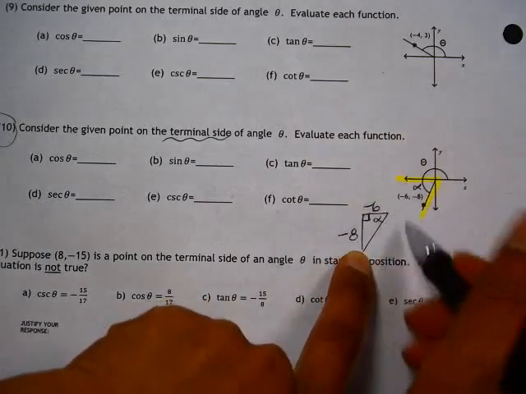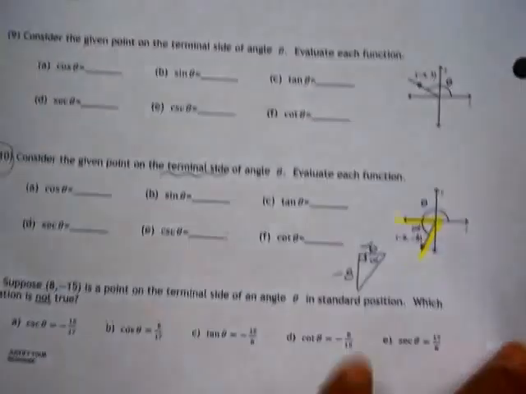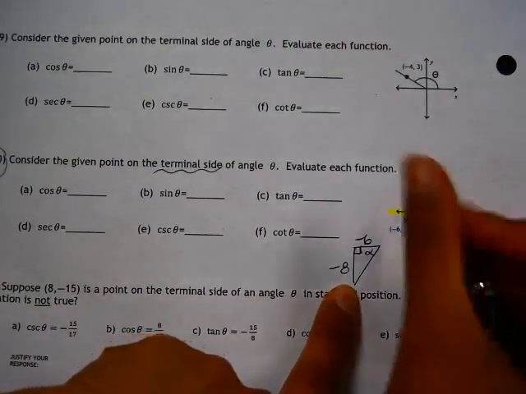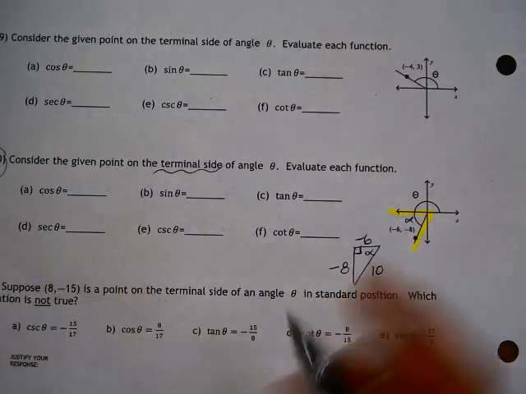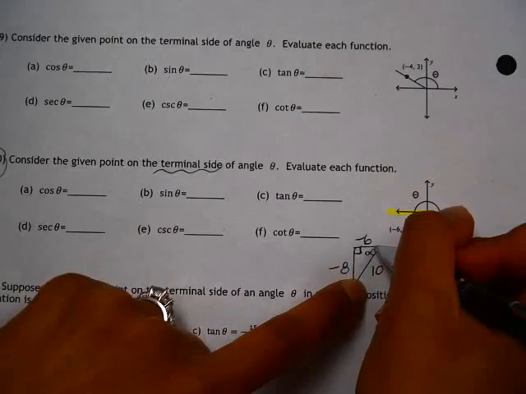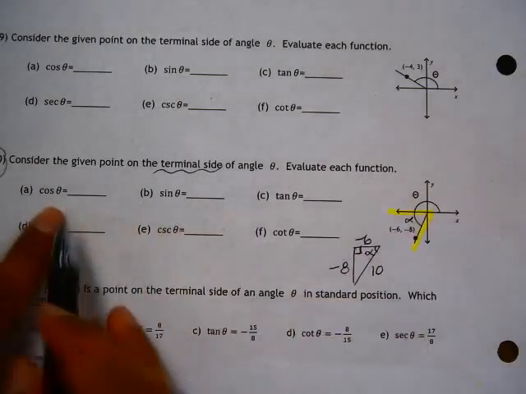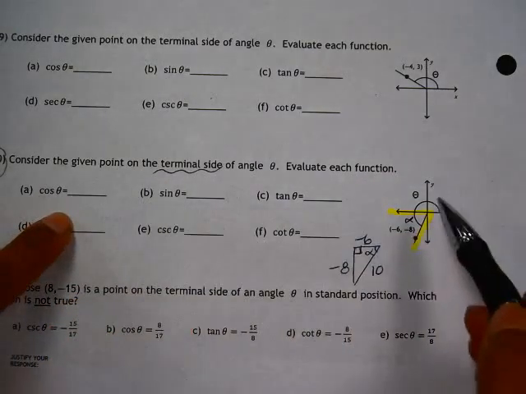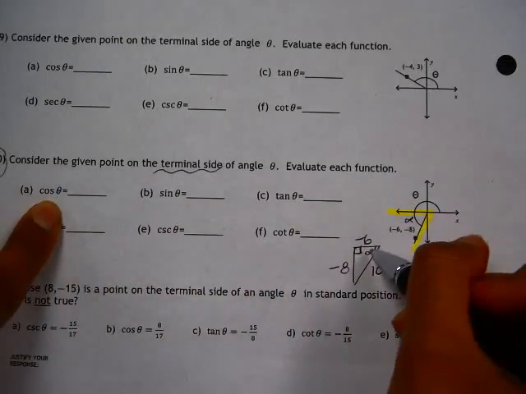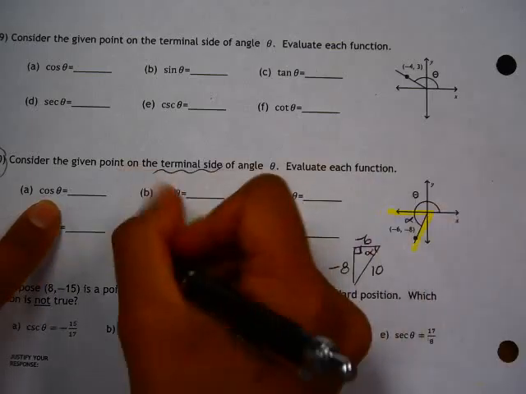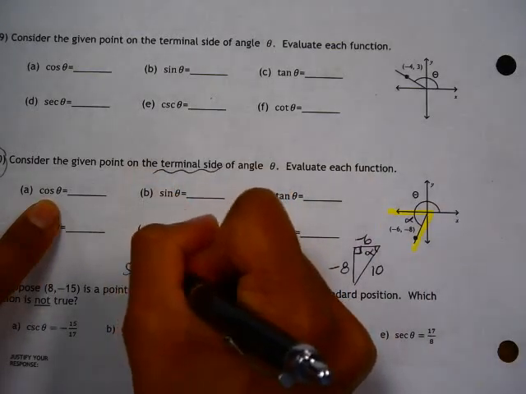And again, if you know your Pythagorean triples, we know 3, 4, 5 is a Pythagorean triple. This is twice the size, so 6, 8, 10. And using this triangle and using the reference angle here, we can find all of the trig functions for that angle theta. So cosine of theta is the same as the cosine of alpha, adjacent over hypotenuse, and again we're just using SOHCAHTOA here.